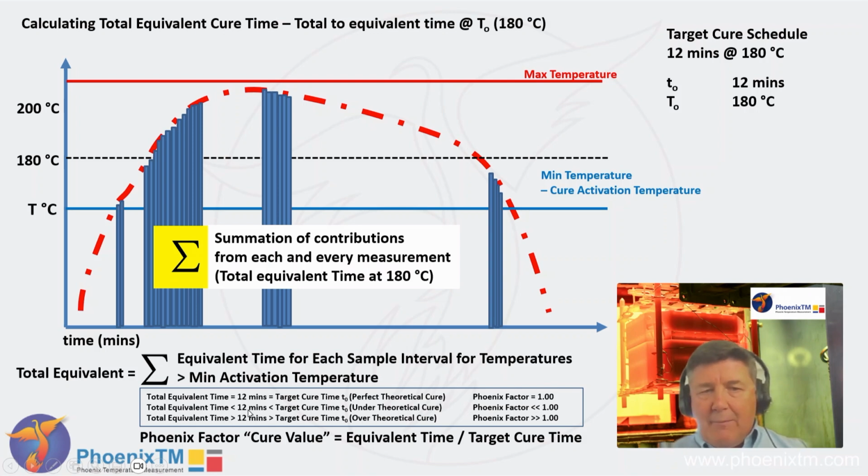If the equivalent time is less than 12 minutes, we would then have a Phoenix factor significantly less than 1, implying undercure. And if the total equivalent time is greater than 12 minutes at 180, we would then have a Phoenix factor of greater than 1. The Phoenix factor is basically the theoretical equivalent time at 180 divided by the target cure time. So this is a simple mathematical manipulation of the profile data to give us a total equivalent time at a nominal temperature, which is generally the midpoint cure schedule.